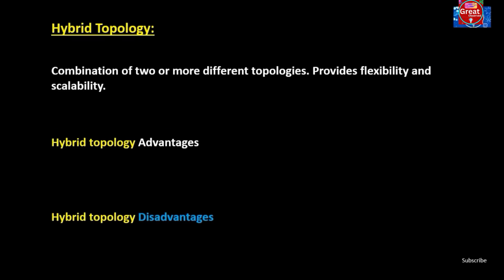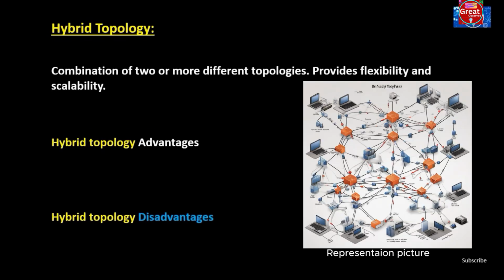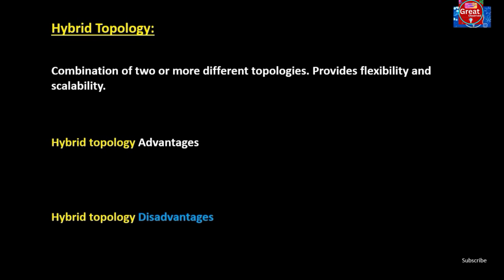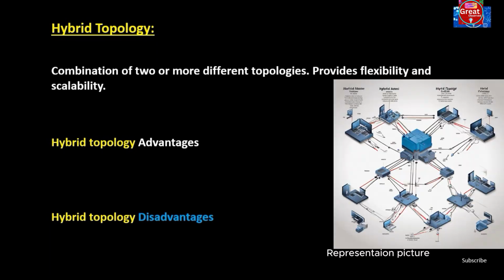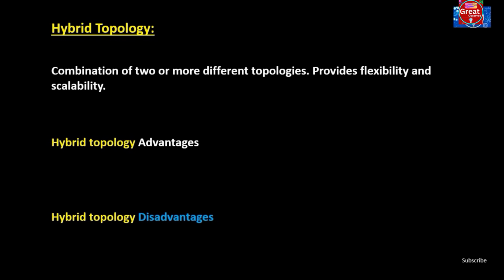Hybrid topology: a combination of two or more different topologies that provides flexibility and scalability. Advantages of hybrid topologies: hybrid topologies combine different types of network topologies to leverage their respective advantages. Some advantages of hybrid topology include increased flexibility, improved reliability, and better scalability. By integrating multiple topologies, a hybrid approach can tailor the network design to meet specific requirements, optimizing performance and robustness.